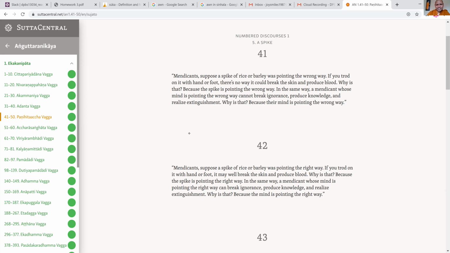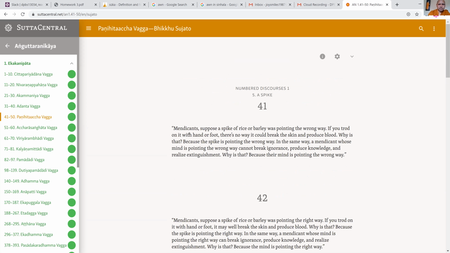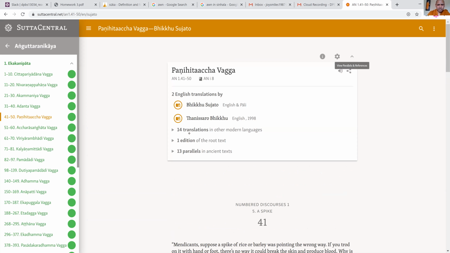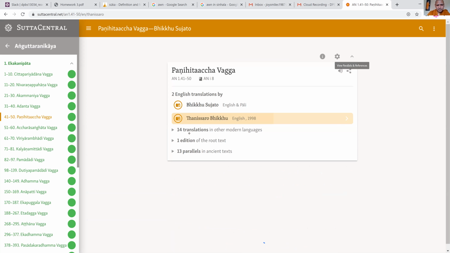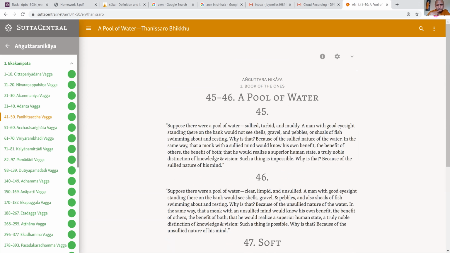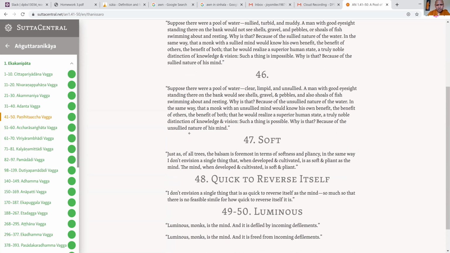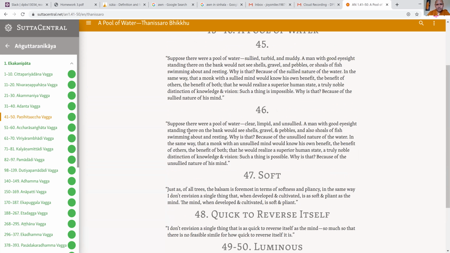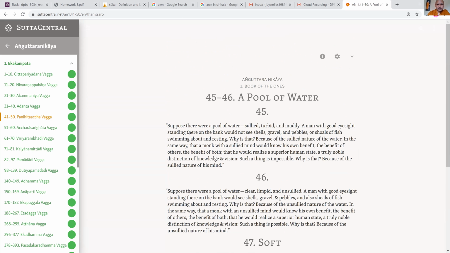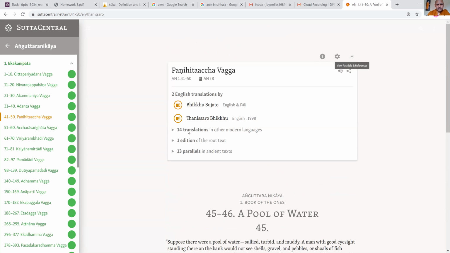What about the other translation? There was another translation, right? No, this translation to me seems okay. Let's go back. How do I go to the other translations? Okay, here. There you go. Suppose a pool of water, turbid and muddy. No, that's wrong. Pool of water, burst and poison. That's 45. We need 41. He doesn't have 41, I guess. He translated only partially. Ah, okay.